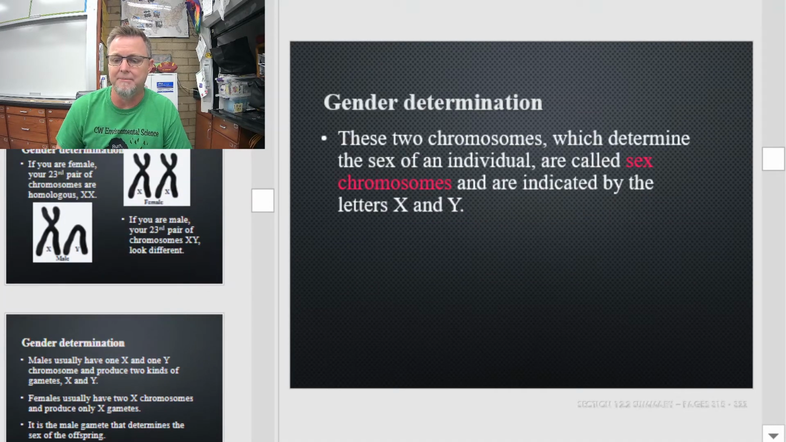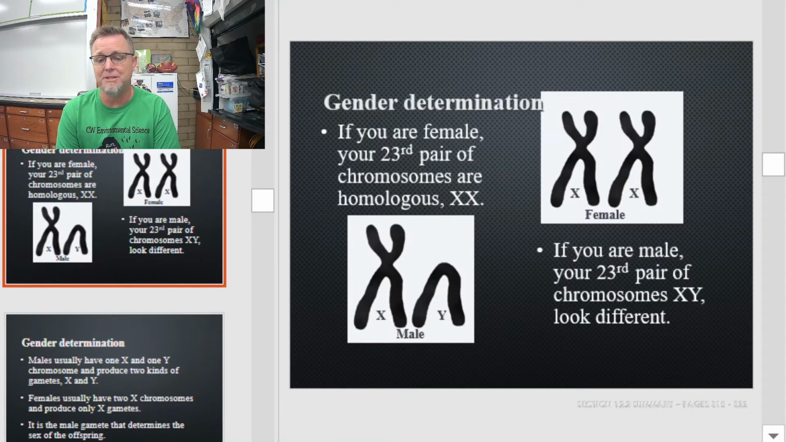So when you look at them in a karyotype, we refer to them as your X and Y chromosomes, or your sex chromosomes. So this last pair of chromosomes, referred to as your X and Y chromosomes or your sex chromosomes, determines your gender. If you inherit 2 X chromosomes at your 23rd location, you are considered genetically female. If you inherit an X and a Y at your 23rd position, you are considered genetically male.